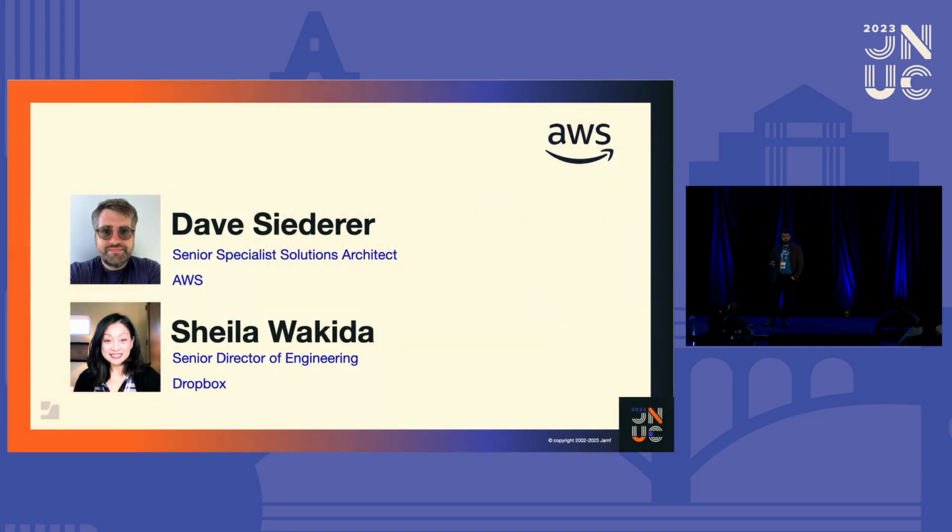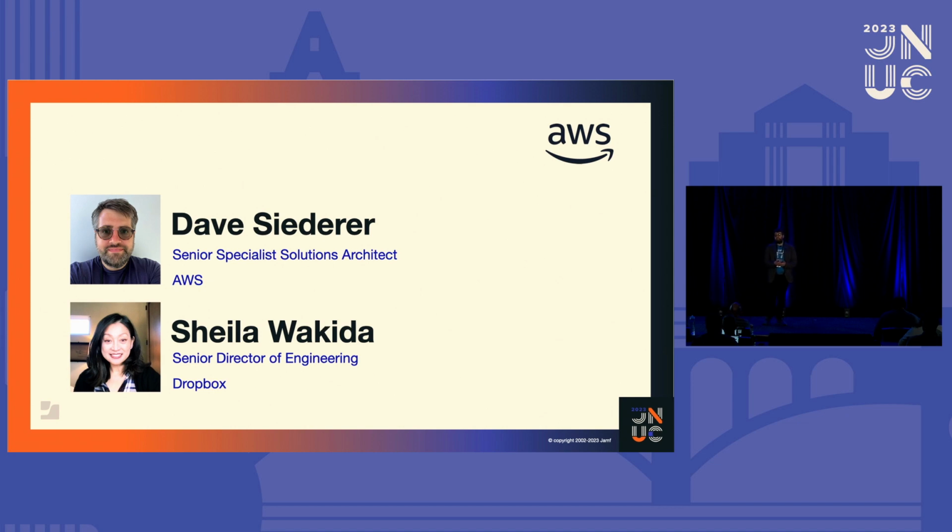So I'm Dave Cederer. I'm a senior specialist solutions architect at AWS, and that's a bit long, but it does mean that I specialize in EC2 Mac instances specifically. So I'm an Apple nerd from a very long time, as many can attest. In addition to that, that's absolutely part of my world. I'm going to be joined by Sheila Wakita in a few moments from Dropbox as well to go over what their journey has been in enrolling EC2 Mac instances.